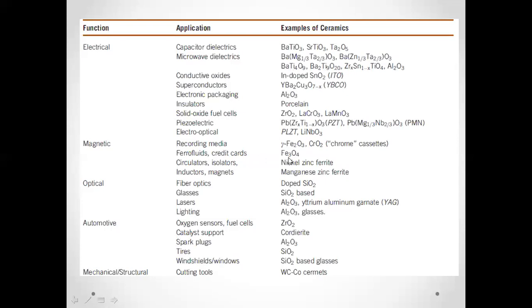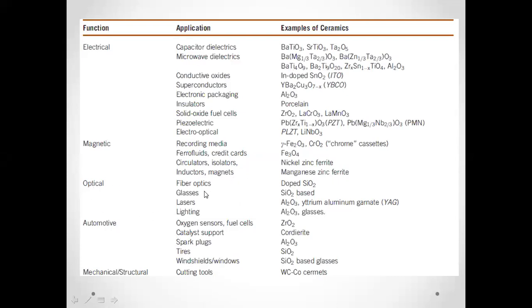So this can be written as FeO, Fe2O3. That means A2+, B2 3+, and then O4. This is a spinel structure. This is used as ferrofluids, and nickel zinc ferrite is used as an isolator. And then it can be used as inductors and highly powerful magnets.